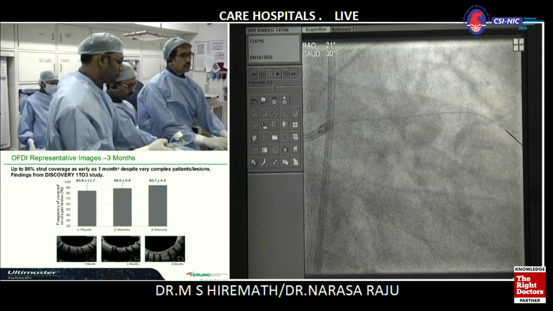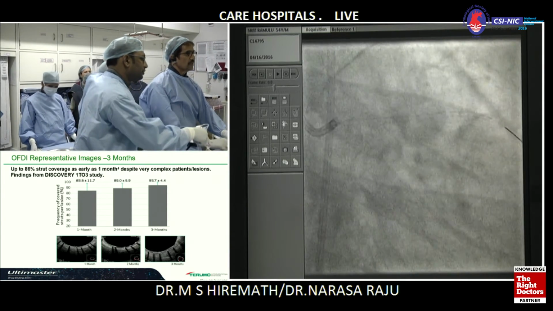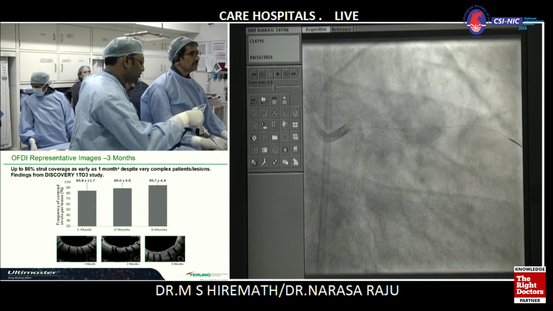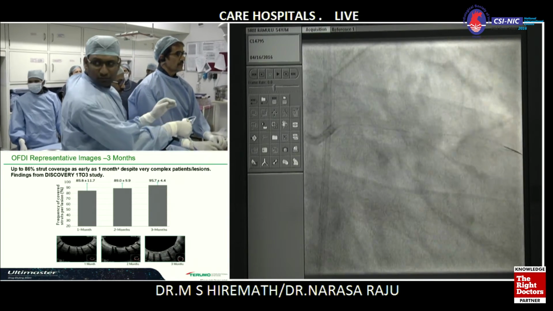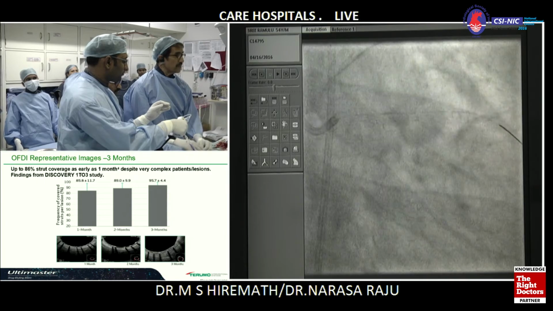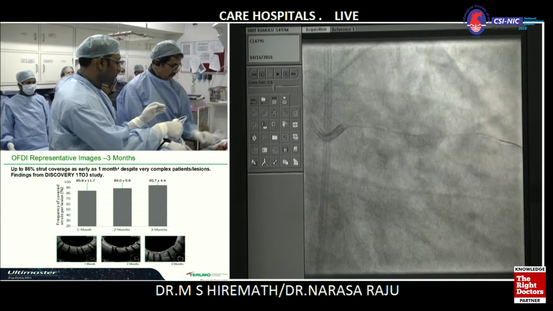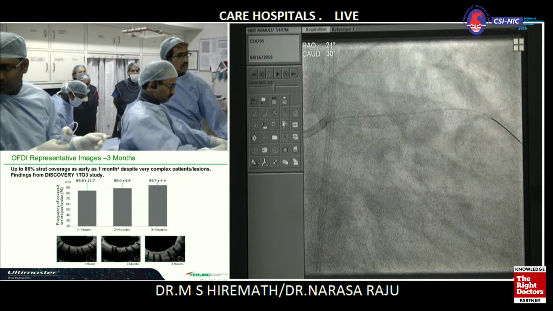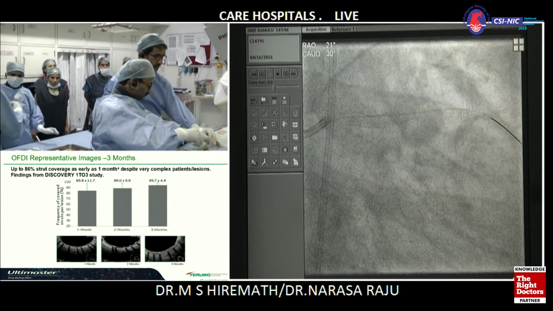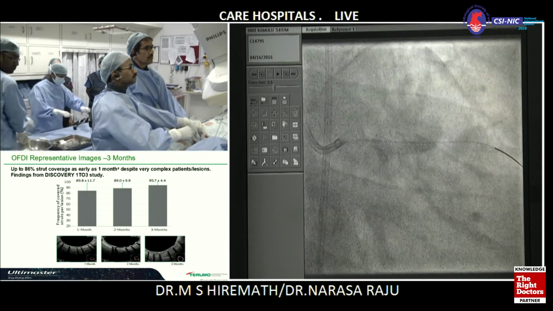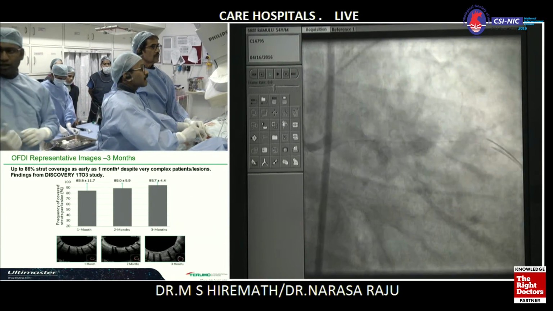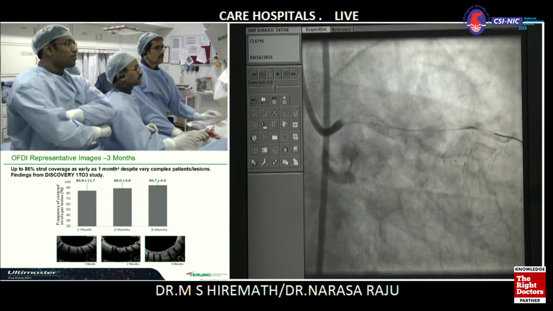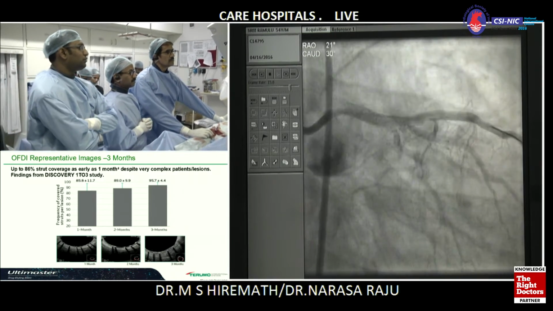Will you be able to show the stent boost or no? It's difficult to show them. So we'll take a picture at this stage. Good size.